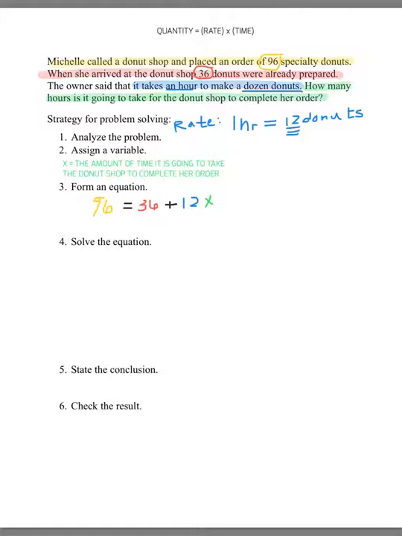So that's going to be our equation. Let's go ahead and solve the equation. So we're going to have 96 is equal to 36 plus 12x. What we want to do is get the x variable by itself. Right now we're multiplying it by 12, and we're also adding 36 to it. So the first thing we want to eliminate is always either addition or subtraction. In this case, we want to eliminate the addition. So since we're adding 36, we're going to want to subtract 36 from both sides.